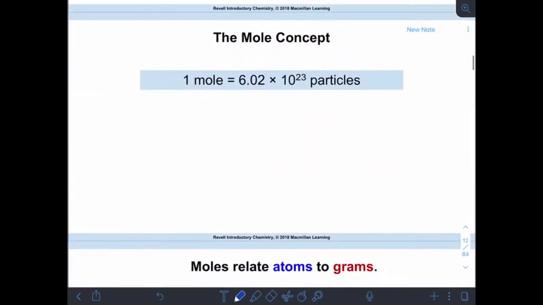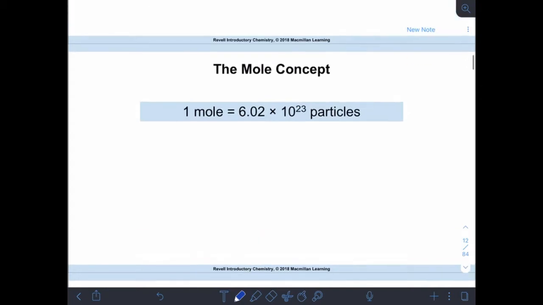Okay, so our new concept here, the mole concept. Okay, and if you took notes either in class or in a Zoom meeting, then the mole is something that should be fairly familiar to you. And the point about the mole is that it is a counting unit. It's a counting number. Okay, not a counting hashtag, but a counting number.